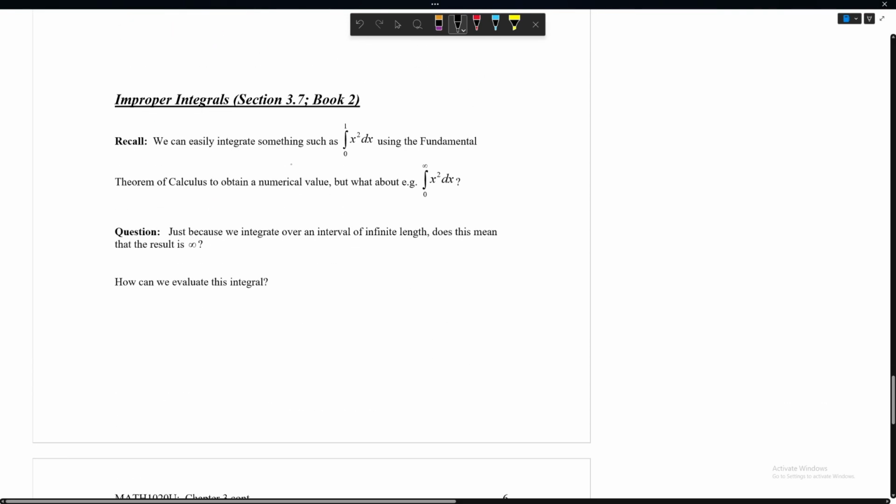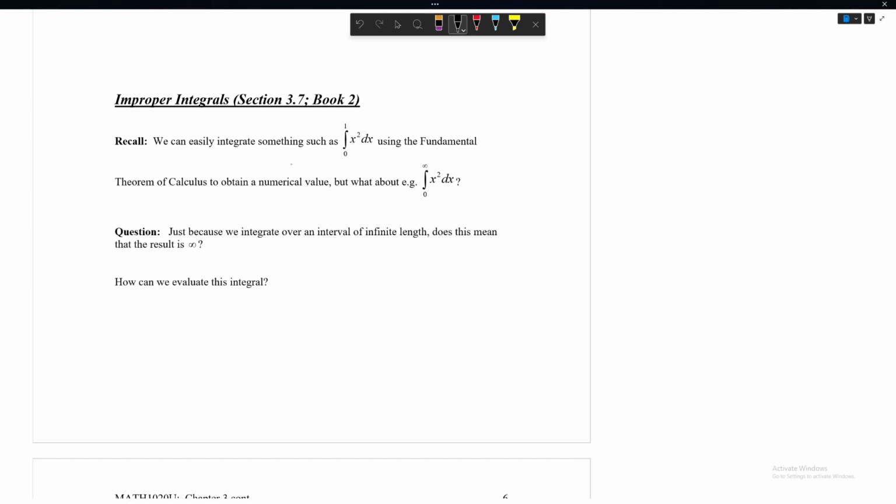Okay, so heading straight into improper integrals, we're not going to do a lot of math here. We're going to do mostly the idea behind it. So what are improper integrals? Just like they sound, they're integrals that you can't just integrate normally because they're not proper.